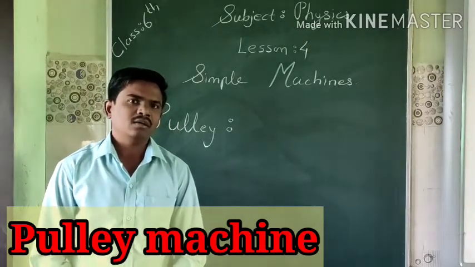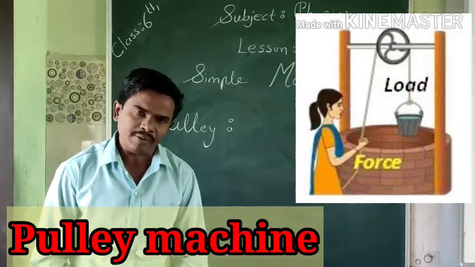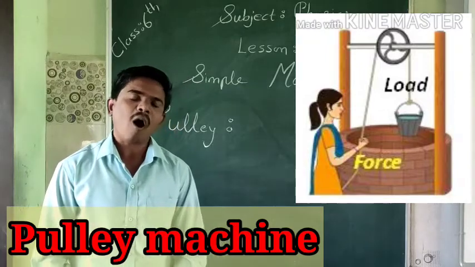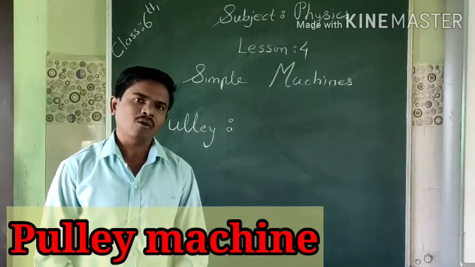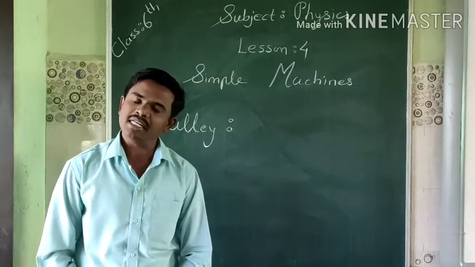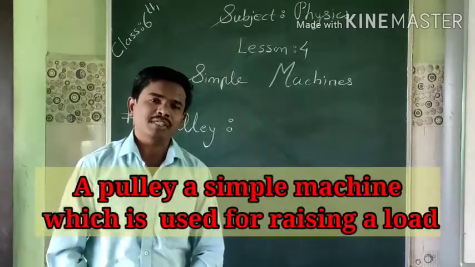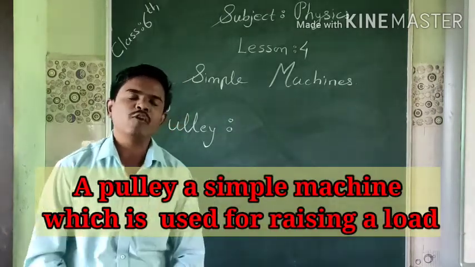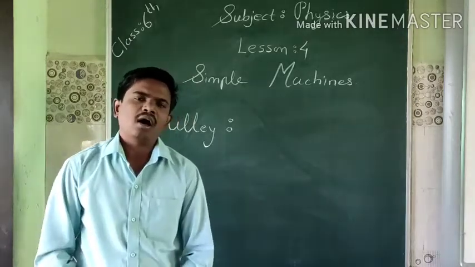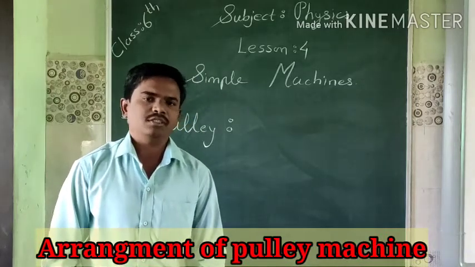Students, a pulley is a machine which is used for lifting a bucket full of water from a well, or lifting heavy loads in factories, such as a car engine in a car garage. A pulley is a simple machine which is used for raising a load. Now, I will teach you the arrangement of the pulley machine.